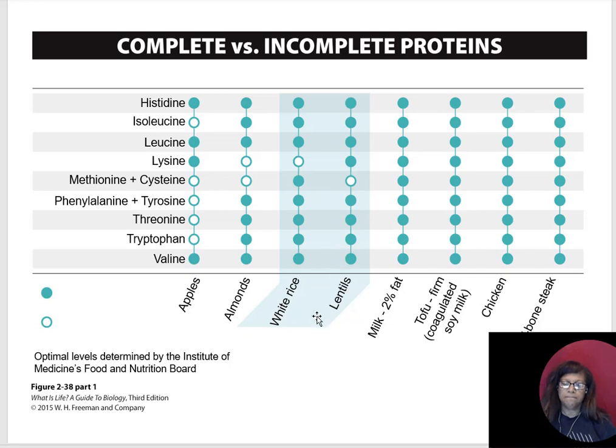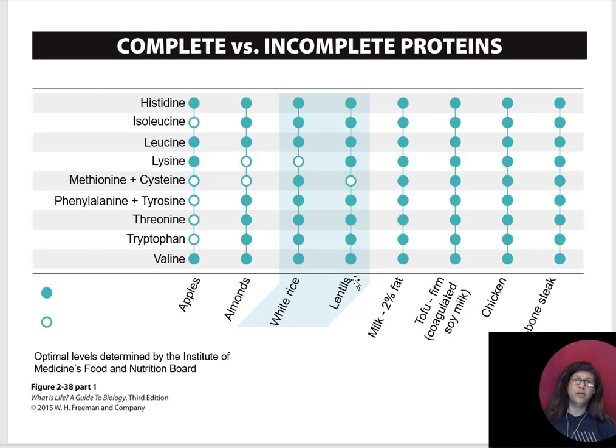But let's take a look at a very common combination, and let's understand why it's such a common combination. Let's take a look at white rice and lentils, beans of some sort, right? So when we look at white rice, we can see that it's missing lysine. But when I look at lentils, I can see they have lysine, but they're missing methionine and cysteine. But the rice has methionine and cysteine. So if I eat a combination of white rice and lentils, I'm actually getting my full complement of amino acids that I need to build the proteins that I need to make.